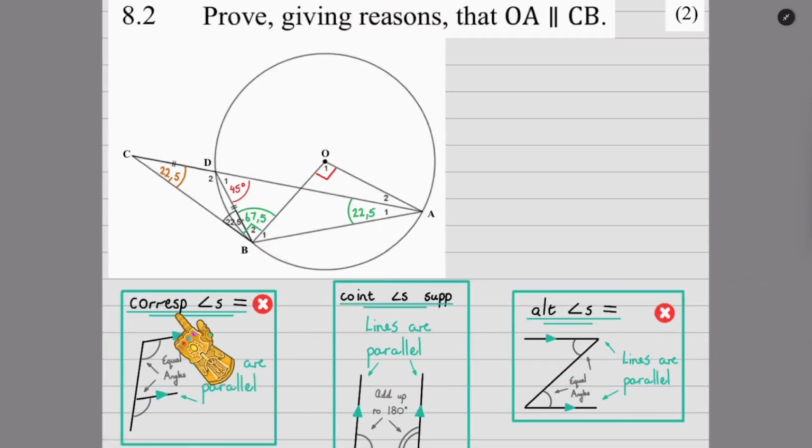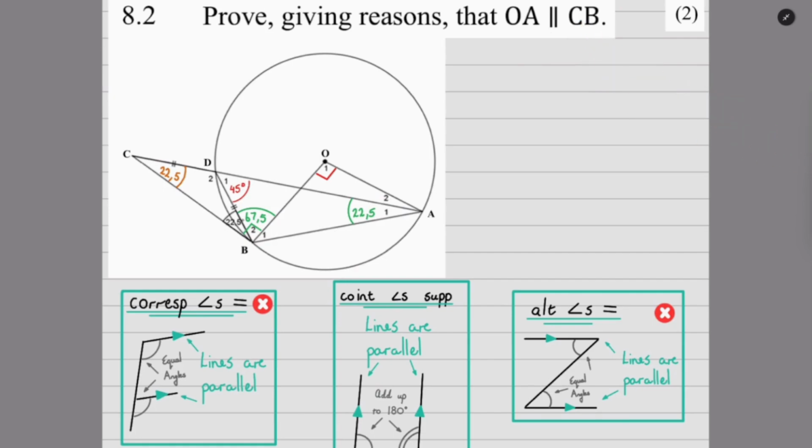So if I prove the corresponding angles are equal, so like if I make an F and I prove that these angles are equal, that adequately proves that the lines are parallel. Conversely, if I prove that the co-interior angles add up to 180, that will also prove that the lines are parallel. And lastly, if I prove the alternating angles are equal, that will also adequately prove that the lines are parallel.